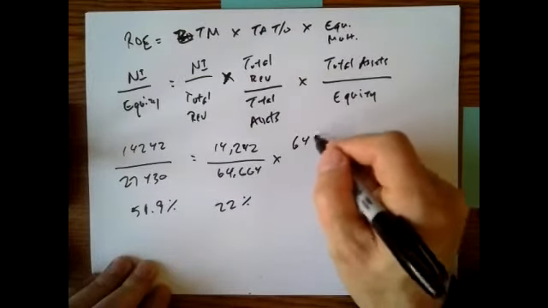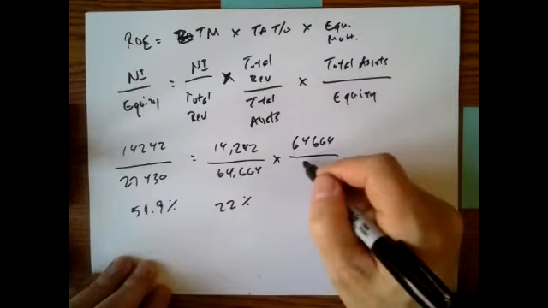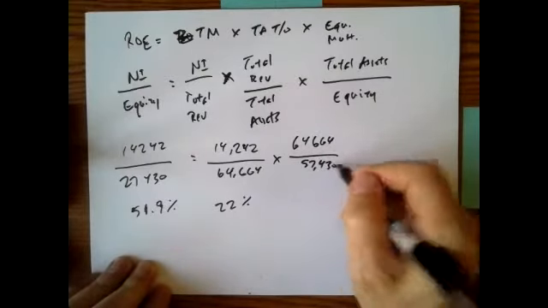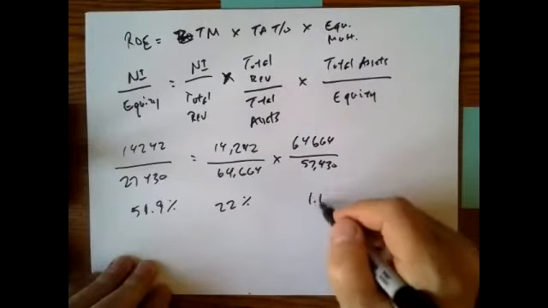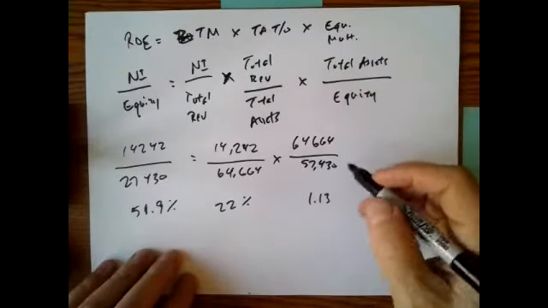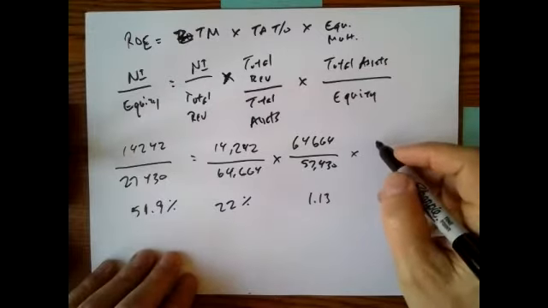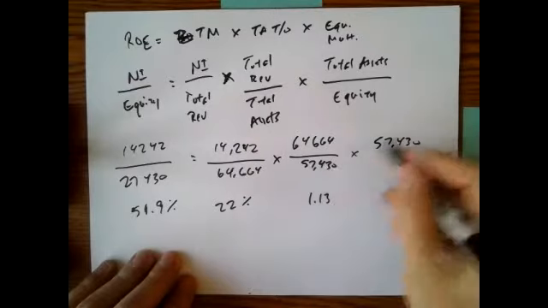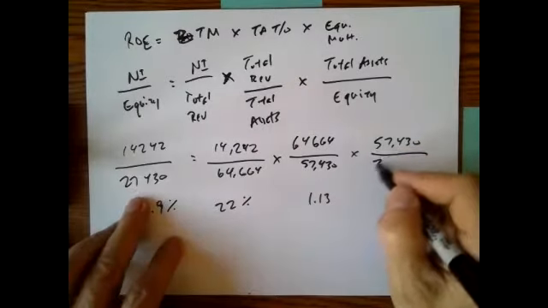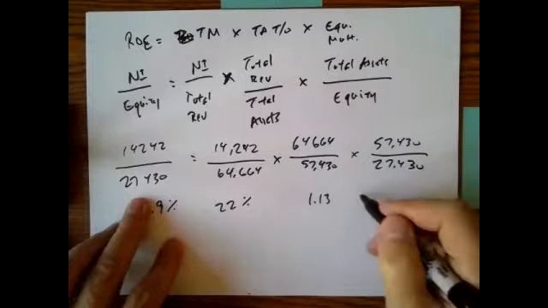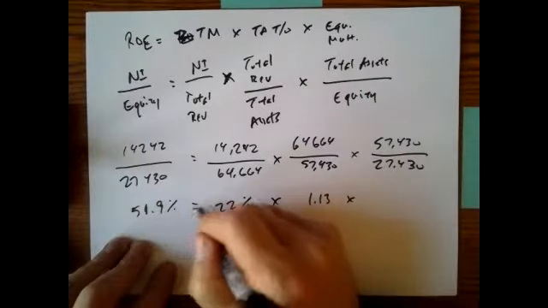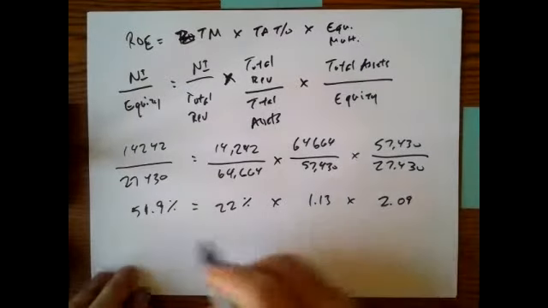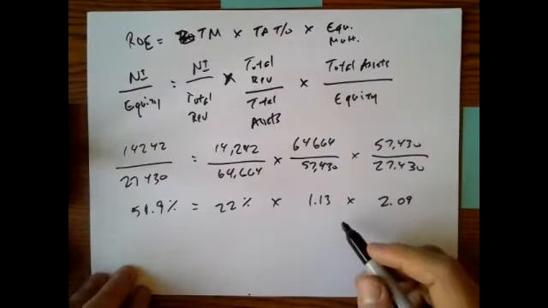So total revenue again, divided by total assets. Total assets are 57,430. And that gives us a total asset turnover of 1.13. And then finally, total assets, so we carried that up here, divided by equity, 27,430, gives us an equity multiplier of 2.09. So this is our heart hospital.